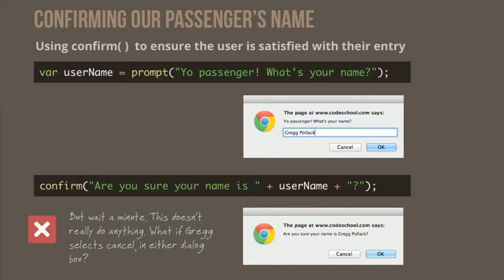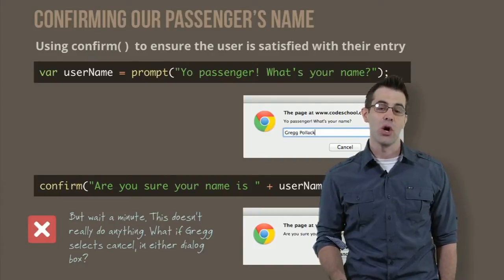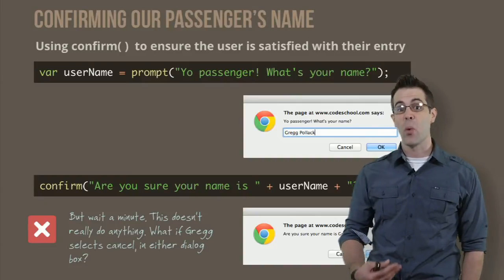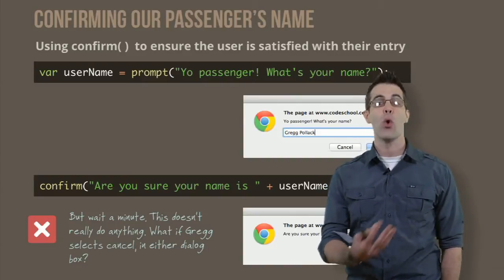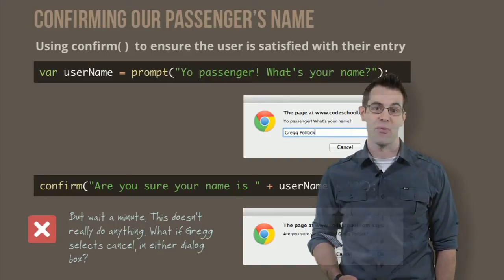But wait a minute, what happens if Greg presses cancel on either the prompt or the confirm? We need a way of verifying whether he has actually inputted something for his name, and then whether his name is correct or not in the confirm box. To do that, we'll need the typeof operator.